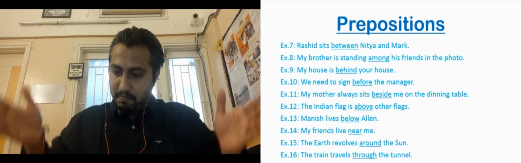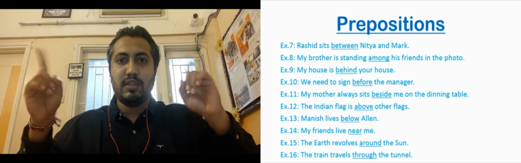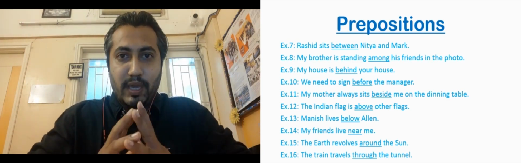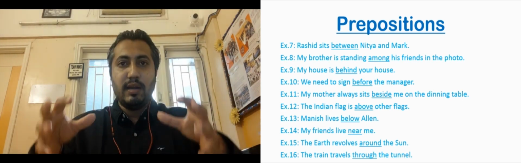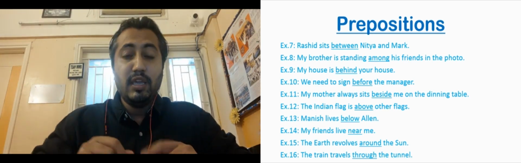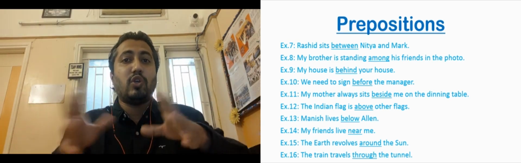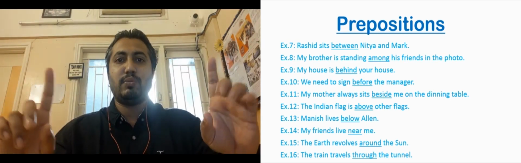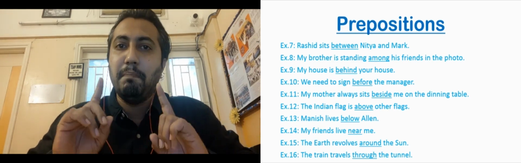Rashid is sitting between Nitya and Mark. Nitya and Mark, there are two, so दो के बीच में है, that is why we will use between. Okay, now you have to remember this, whenever something is done दो के बीच में, then we will use the preposition between. Even if it is two groups, okay, boys and girls, we distributed the chocolates between boys and girls. So दो group के बीच में किया है. Whenever it is between two, then we will use the preposition between.